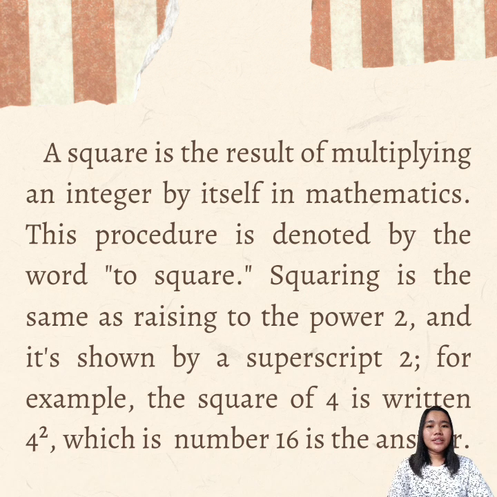The answer is square because a square is the result of multiplying an integer by itself in mathematics. This procedure is denoted by the word to square. Squaring is the same as raising to the power 2, and it's shown by a superscript 2. For example, the square of 4 is 4 raised to 2, which is the number 16.